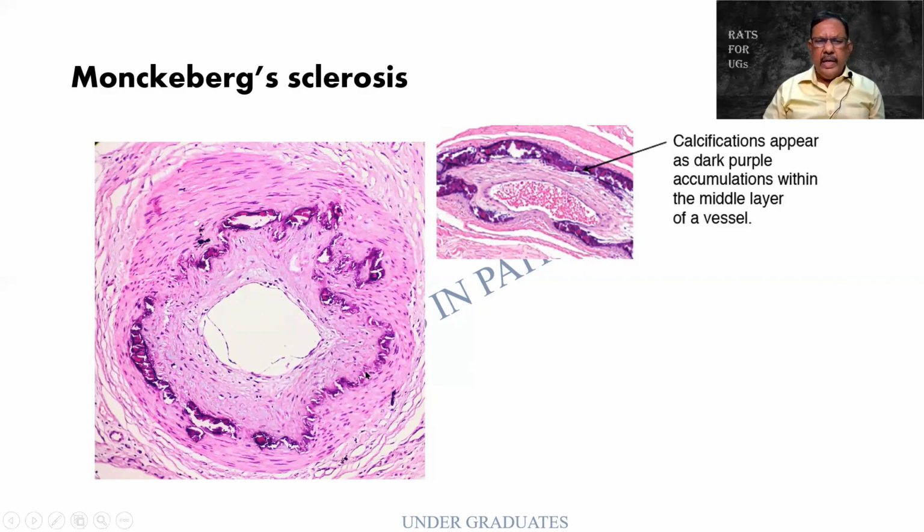Here, the arteries are usually circular, veins are more collapsible, that we understand. But what has happened to this particular blood vessel? It is taking an ovoid shape, which is not very regular. It has got a slight bend here and there. And the calcifications are dark purple accumulations in the media of the blood vessel.